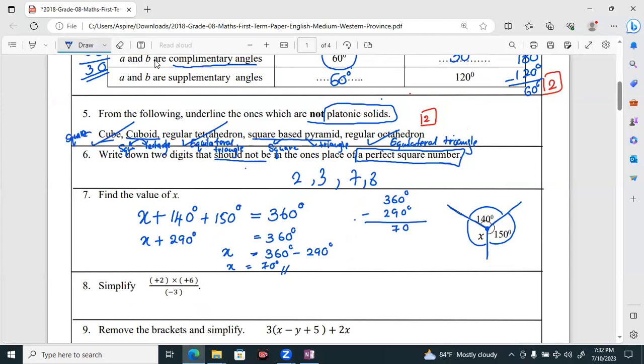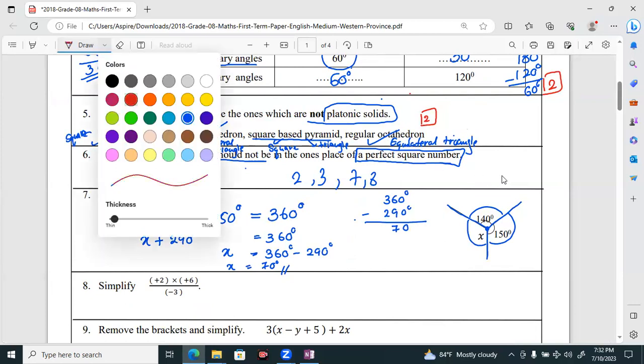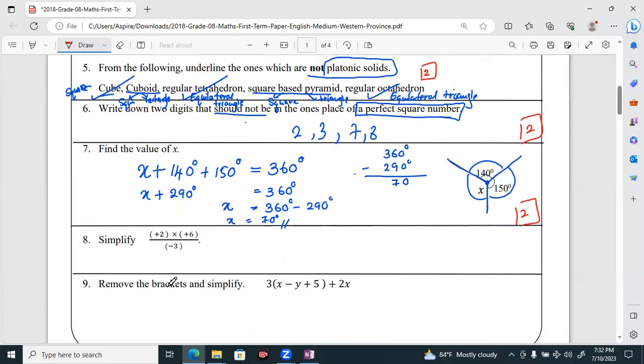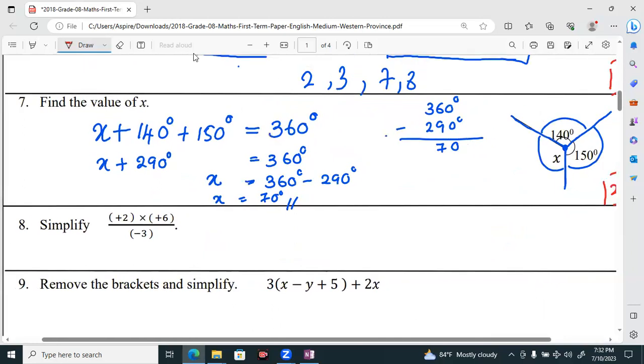Then for writing the two digits in the previous question, you are given marks. For calculating this answer, you are given 2 marks.